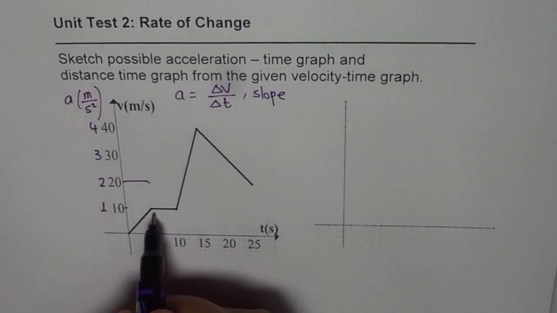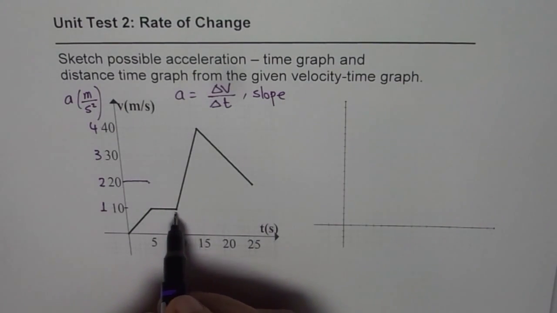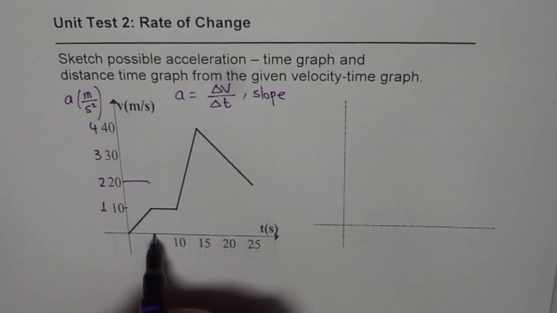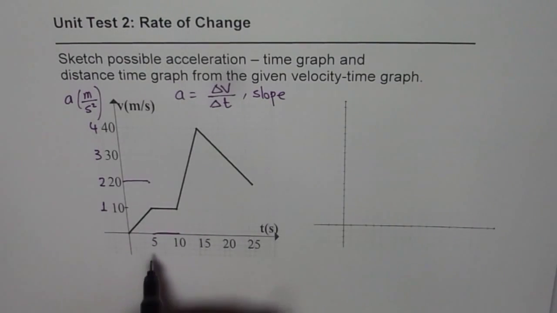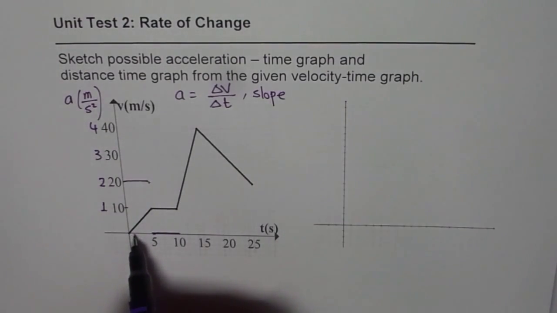Next, it is constant speed. That means velocity is not changing. If velocity is not changing, then acceleration is 0, right? So from 5 to 10, it is 0. So we have a horizontal line along time, where the acceleration is 0.